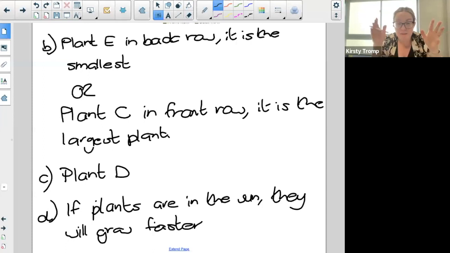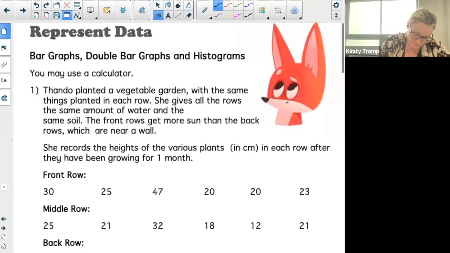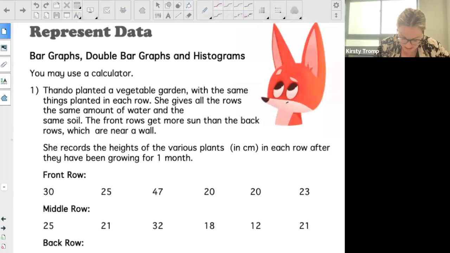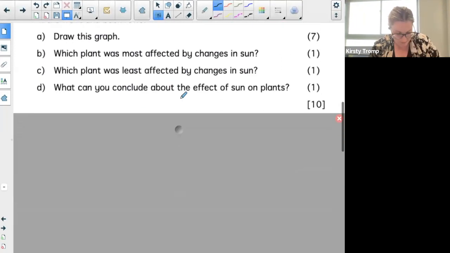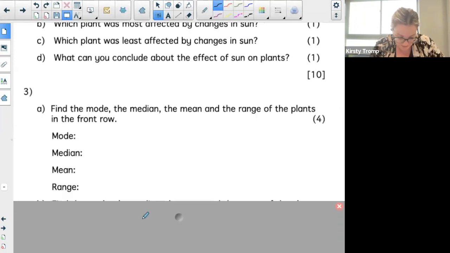Some people have been asking me in the chat, ma'am, how do we calculate the mean? Ma'am, what is the mode? Ma'am, what is the range? Let's have a look at a question like that next. Number one is done. Sorry, guys, the screen is a little confused again. We've done number two. Let's have a look at number three.